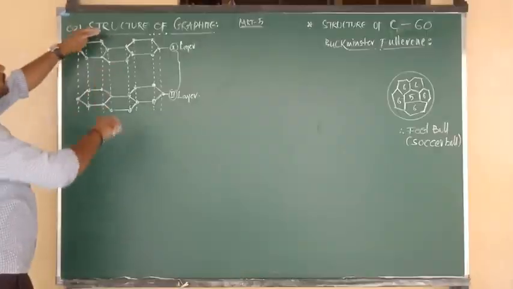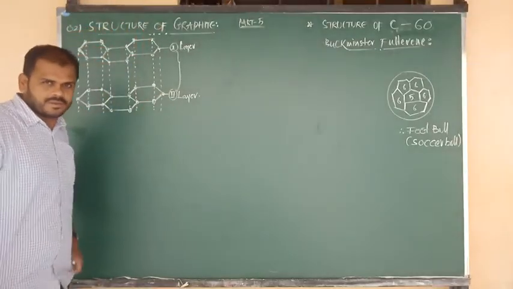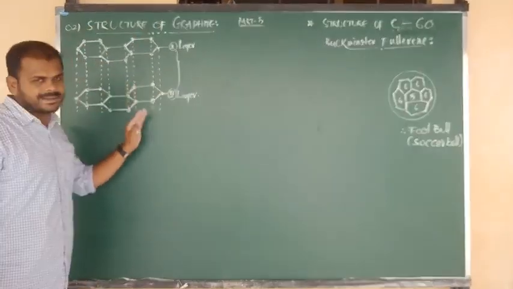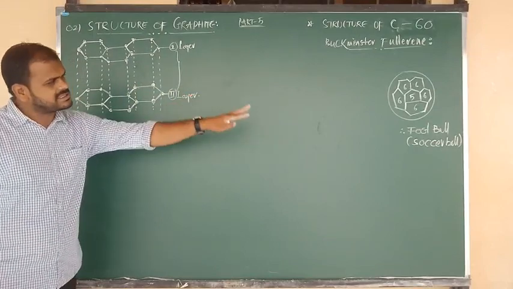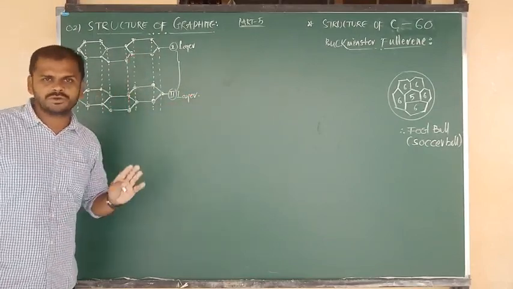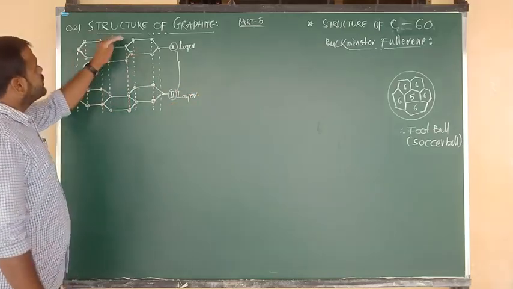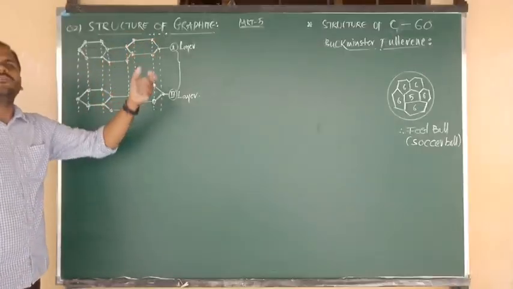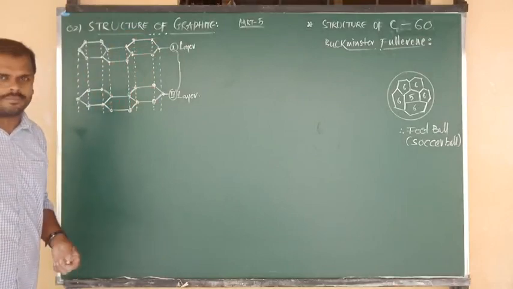First of all, the structure of graphite. This structure is important for you. The C60 molecule structure you don't need to draw, but it is important, and the diamond structure is also important. So how will the structure of graphite exist? How is it going to be formed? Listen carefully.